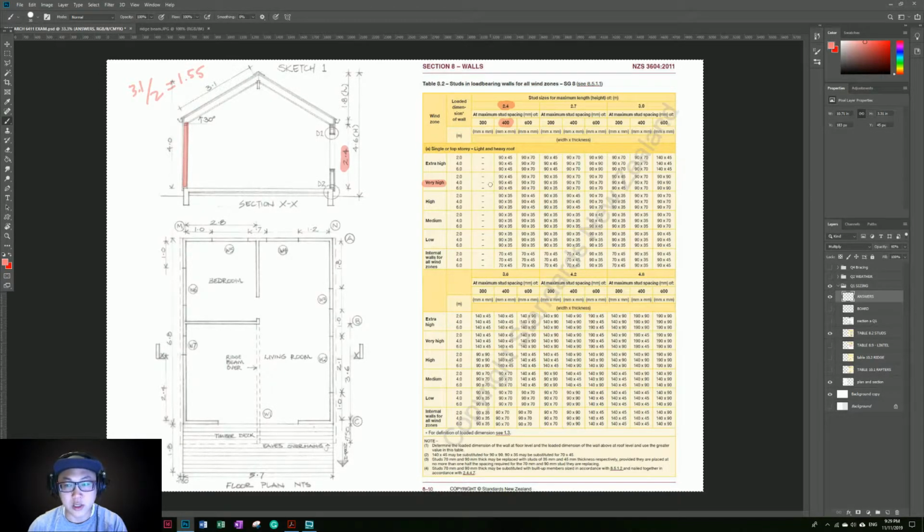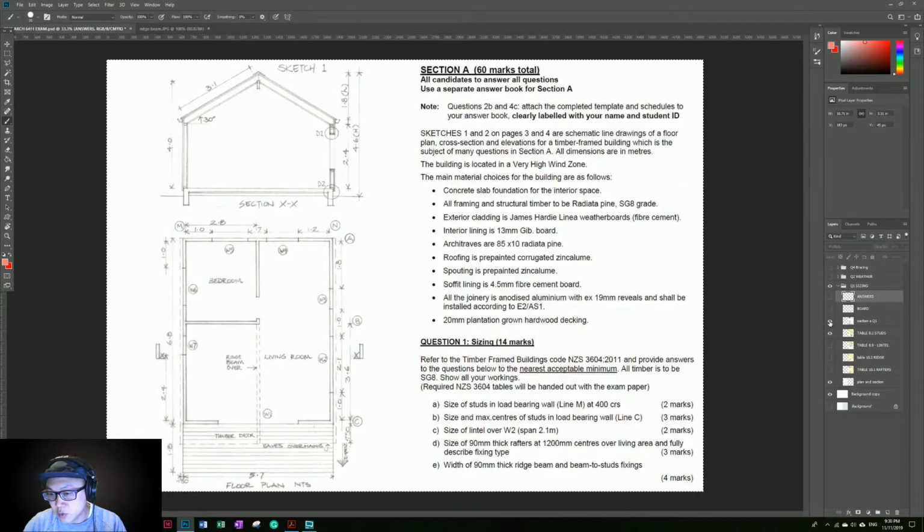And if we go back to our table, so we go very high, loaded dimension, so it's 2, because it's above 1.5. And then we just need to go all the way here under that table. So it's 90 by 45. So that's going to be the stud size. And let's go back here, section question, the board. So this one is going to be 90 by 45.